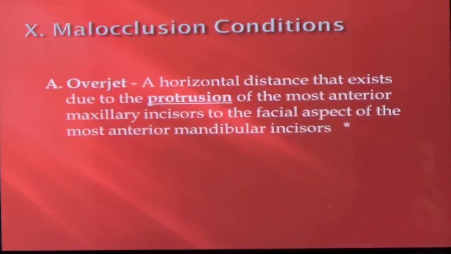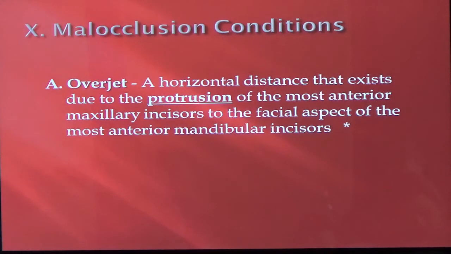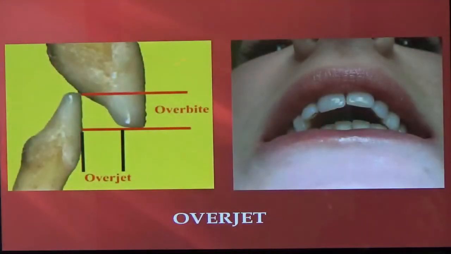Okay, malocclusion conditions. Again, class 1, class 2, or class 3 deal with the overjet of your anterior teeth. So the horizontal distance that exists due to protrusion of the most anterior maxillary incisors to the facial aspect of the most anterior mandibular incisors. So how far your maxillary teeth are in front of your lower front teeth. So it deals with this.